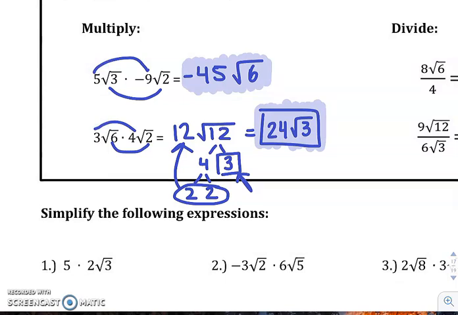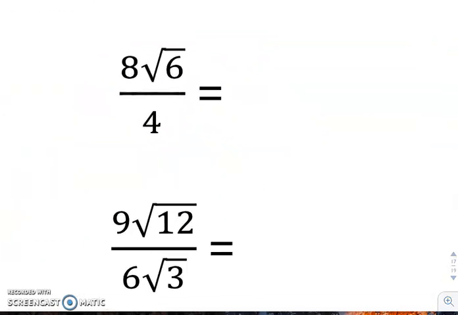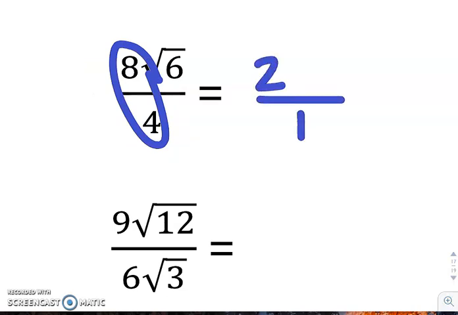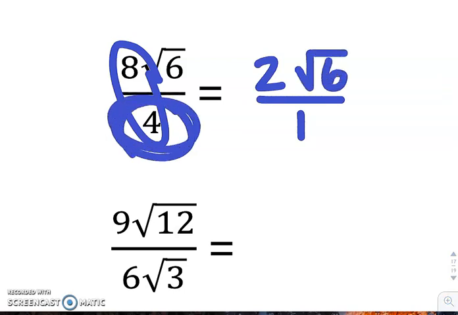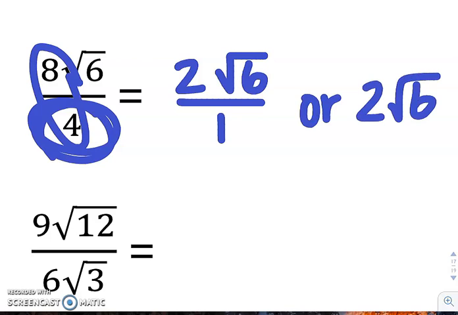So let's look at some division. 8 square root 6 over 4. You can only divide or reduce the like parts. So you can only reduce 8 and 4 first. 8 and 4 would reduce to 2. You could put it over 1 if you wanted to, 2 over 1. And the square root of 6, since there's no other square root in the bottom, is just going to stay the square root of 6 on the top. So you can make it 2 square root 6 over 1, or you could just leave it as 2 square root 6. It would be the same thing. There are no roots left in that denominator, so that's good.